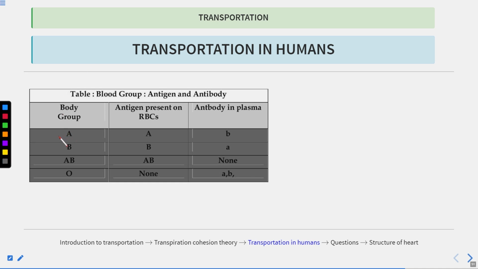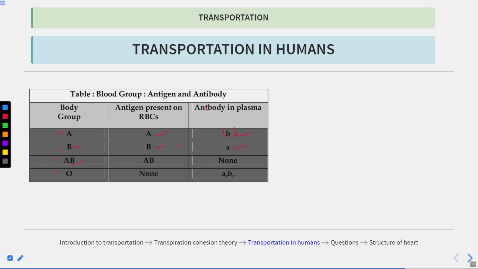So blood groups, there are four types: A, B, AB, and O. So if we talk about the blood group A, here the antigen present on RBCs is A. All right. And the corresponding antibody will be B. Okay. So A blood group people will have antibody B. They cannot have the antibody A. Otherwise, there will be an incompatibility. All right. And people with blood group B have the antigen B, but the corresponding antibody will be A. If they contain B antibody, again there will be a mismatch. All right. There will be incompatibility.